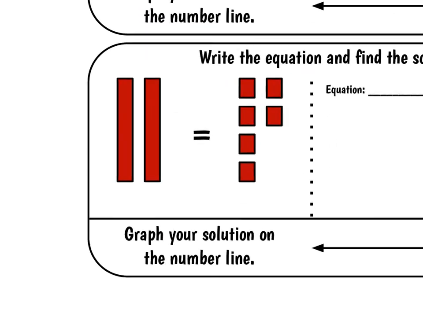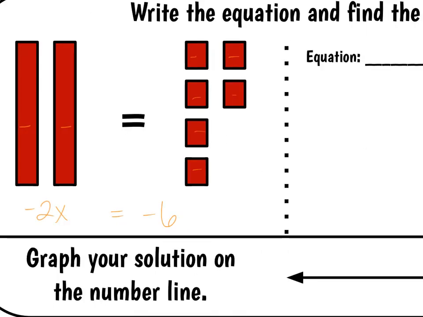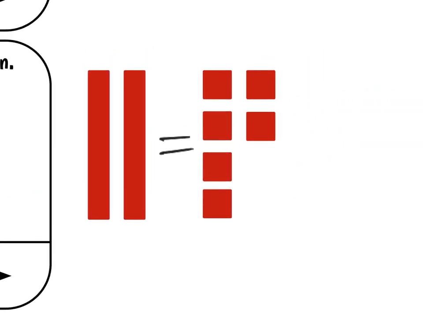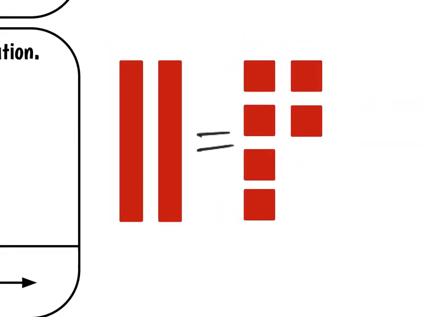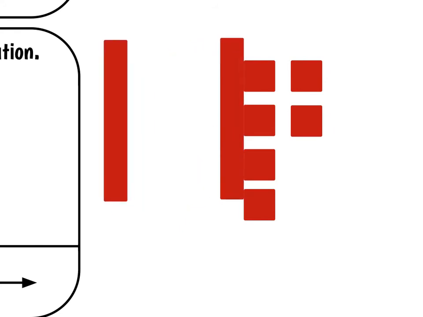Last example that I'm going to do with you is we have 2 negative x's. So -2x is equal to, we have 6 negative units, so -6. So our equation is -2x is equal to -6. Again, we know what 2 negative x's is equal to. So if I move my pieces around, I can see what 1 negative x is equal to.